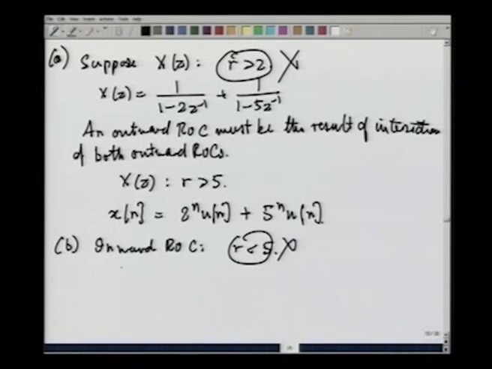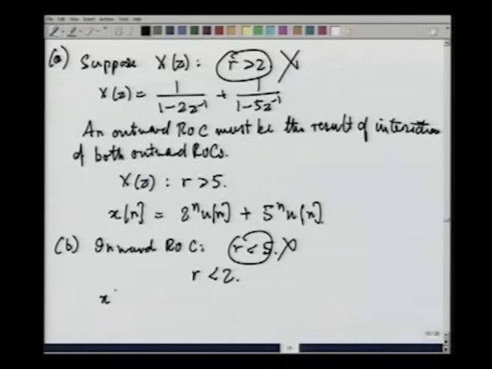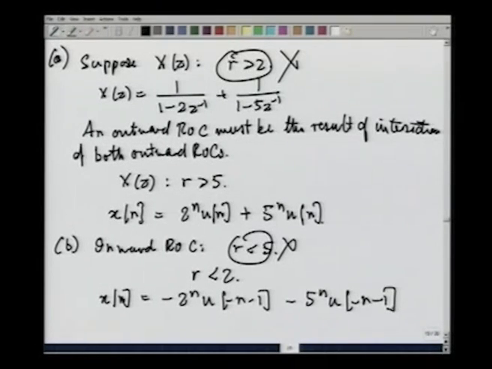However, if we had said inward ROC r less than 2, then that is fine, because we would have two sequences, both left sided sequences, and we would write x n equals minus 2 to the n u minus n minus 1 minus 5 to the n u minus n minus 1. This is fine. This is perfectly acceptable.